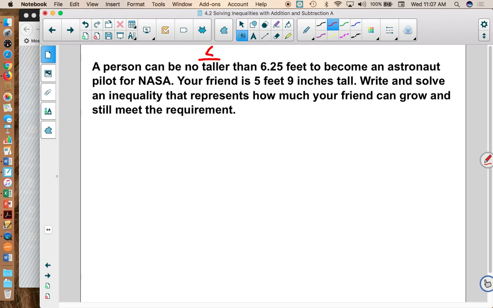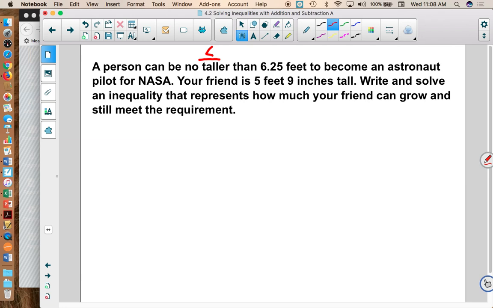Equal to or less than. I totally agree. No taller than 6 foot 25 hundredths of a foot to become an astronaut pilot for NASA. Your friend is 5 feet 9 inches tall. Write and solve an inequality that represents how much your friend can grow and still meet the requirement.